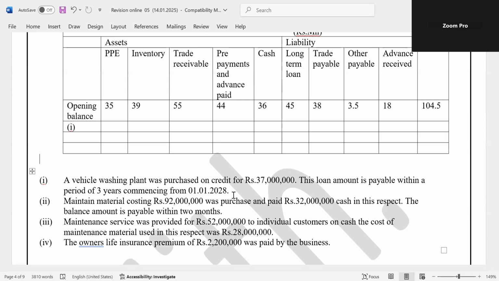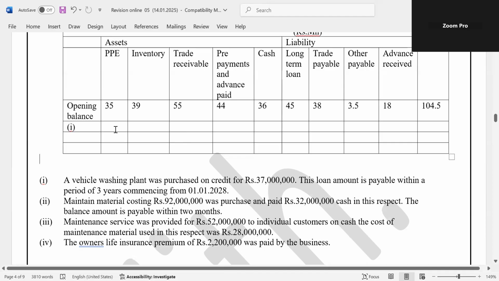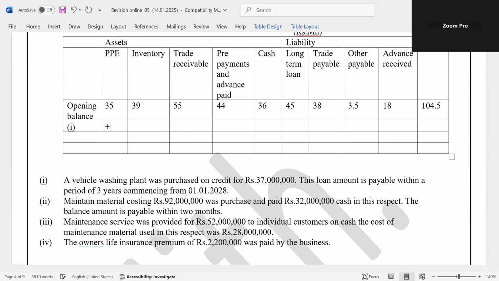This is a vehicle maintenance service business. Therefore, the vehicle workshop plant purchase of 37 should be considered as property, plant and equipment. PPE plus 37, as well as long-term loan increase 37. There are 2 marks: PPE increases, since the vehicle workshop plant is property, plant and equipment for a vehicle maintenance service business.